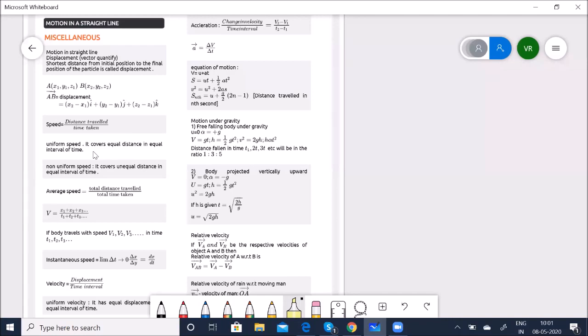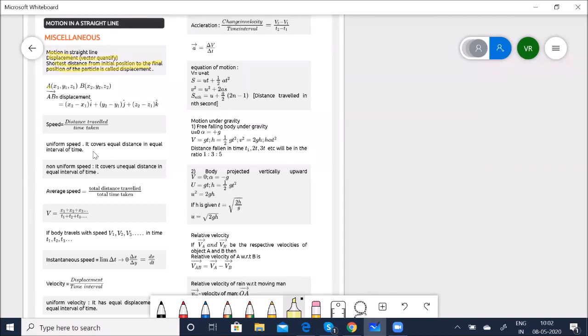Let us see what the main topics to be learned are, like motion in a straight line, and displacement. Now you all know displacement is a vector quantity. Yesterday we were talking about both the scalar quantity and the vector quantity. Scalar quantity has only magnitude, whereas vector quantity has both magnitude and direction. This is what I told you. The definition for displacement is the shortest distance from the initial position to the final position of the particle.